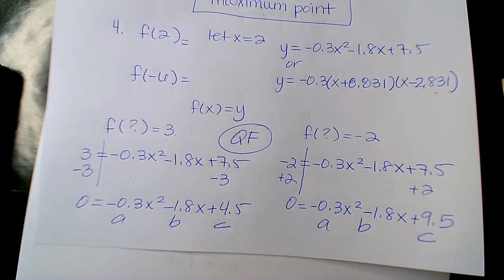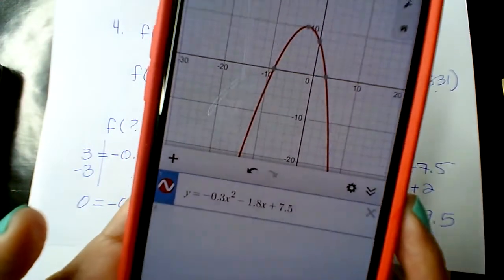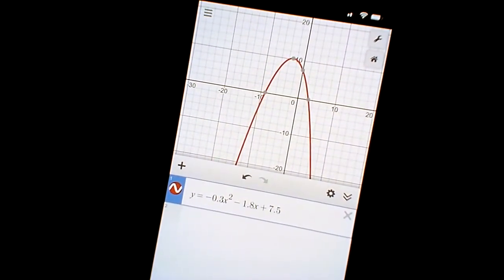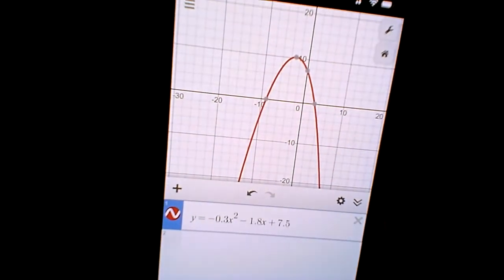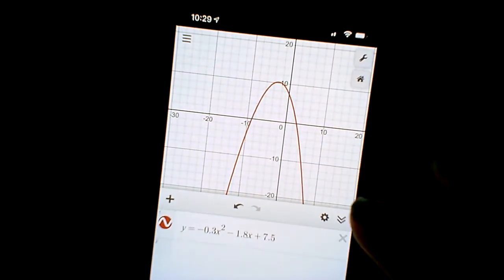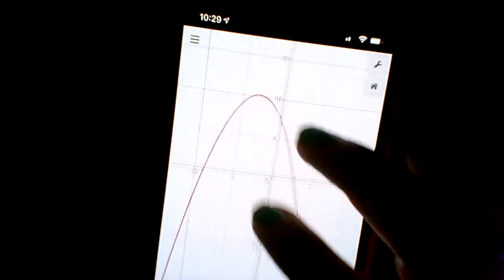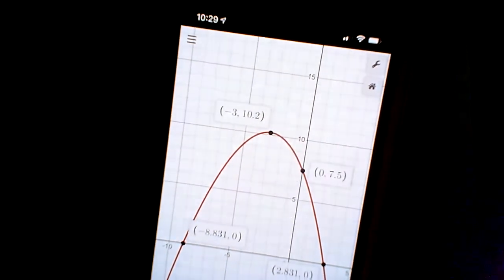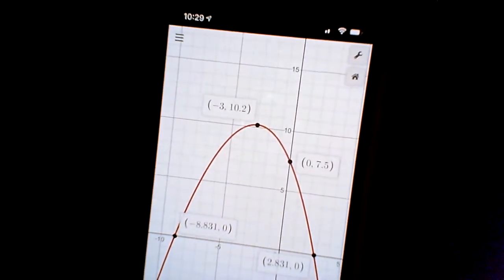Now, when you type this into Desmos, your answers will support it. Hold on, I'm finding Desmos. Okay, so I type, oh wait, I forgot, I gotta turn off the light. Hold on. Okay, I type it into Desmos. Notice, here's my x, and look, there's my vertex, negative 3, 10.2. We got exactly that.